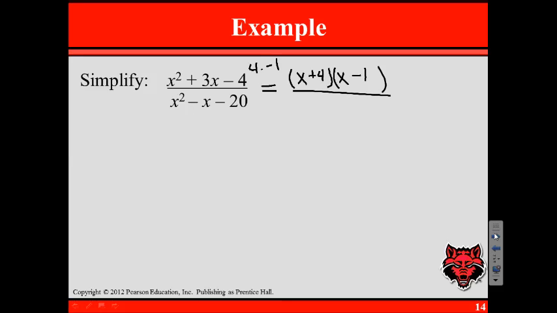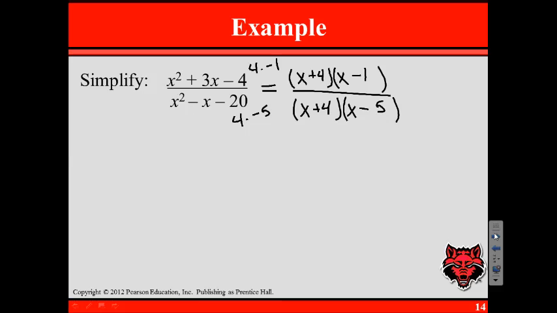In the denominator, we also have a coefficient of 1 for our x squared. So we have two binomials. The first term of each is x. Now we look for two numbers that will multiply to give us -20, but add to give us a -1. And as you go through that process, you will find that those two numbers are 4 and -5. So we fill in the gaps again, +4 minus 5.